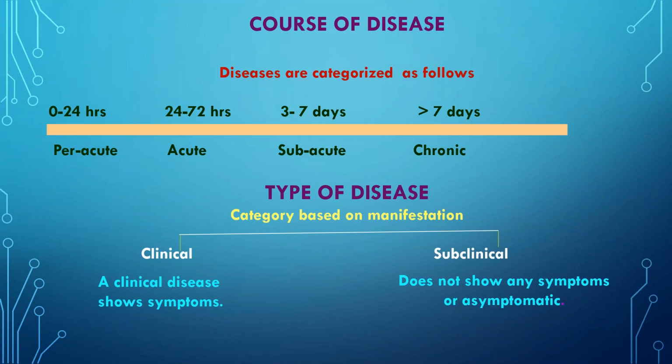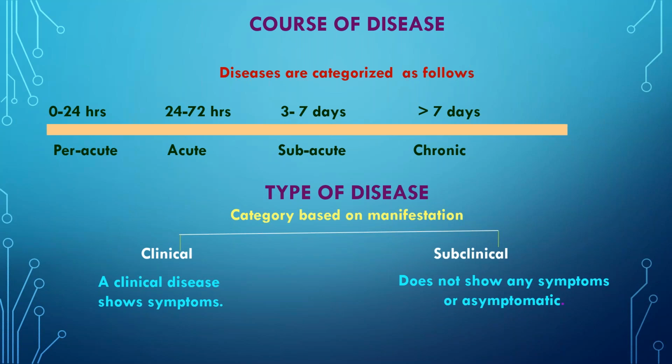So disease doesn't occur on a single fine day. Out of the blue moon, it won't be occurring one fine day. So there's a course of the occurrence of disease. Diseases can be categorized as follows. From the first 24 hours, it can be peracute. In the next 72 hours, it can be termed as acute, depending on the severity of the infection that the host has been infected with. Next to that, up to 7 days, it is subacute, and if it prolongs or continues for more than 7 days, it turns into a chronic one.